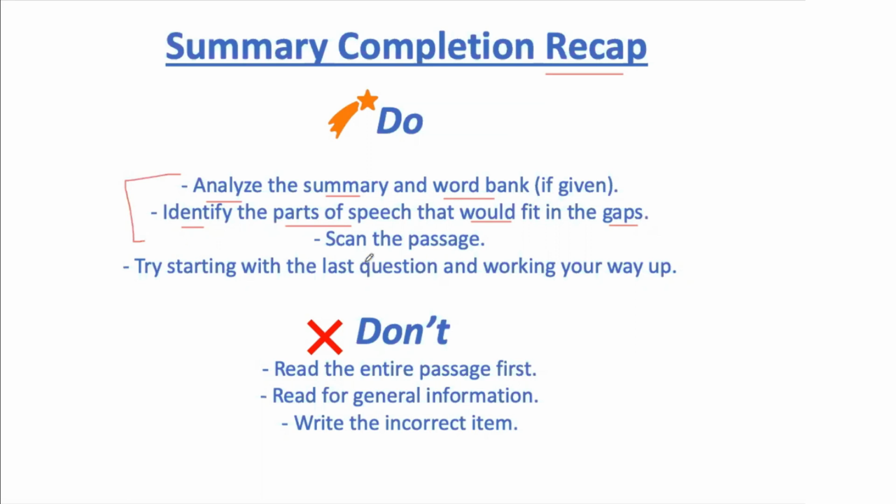Of course, when you get to the passage, do scan. Do not read for general information. And a nice tip is to try starting with the last question and working your way up. As we talked about before, a common trick with summary completion questions is to present the answers in order. So if you start with the last question, you know that you don't have to read further down in the passage. This is just something to try.